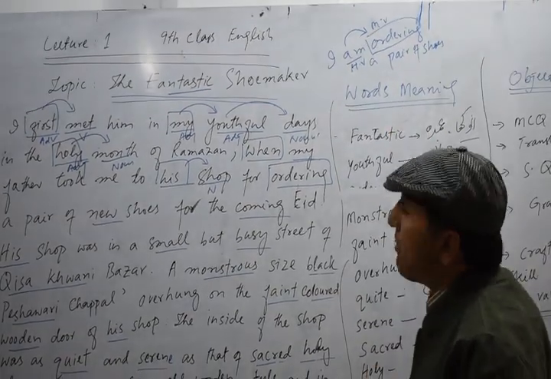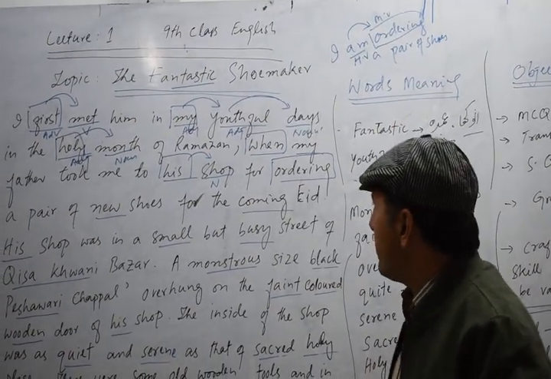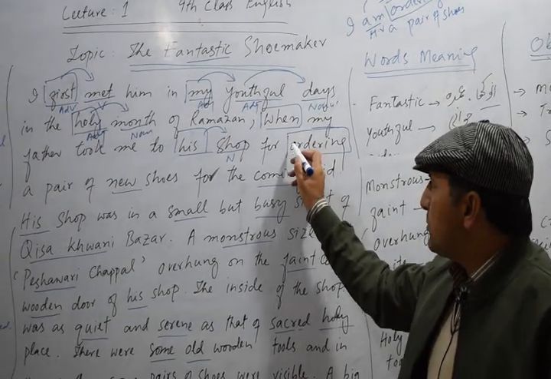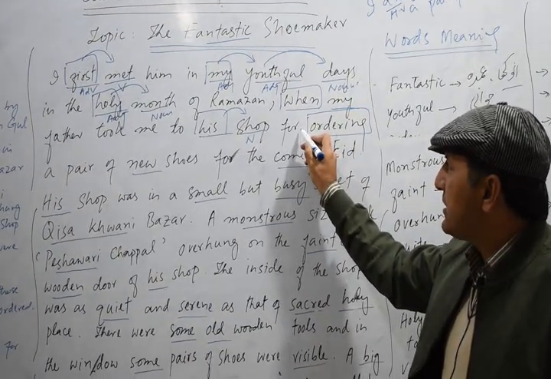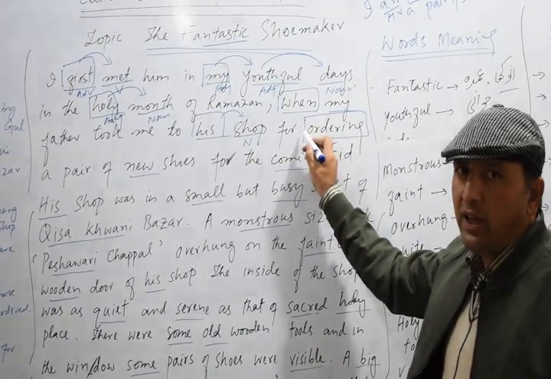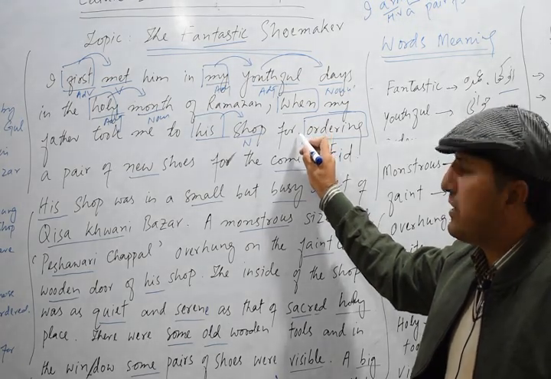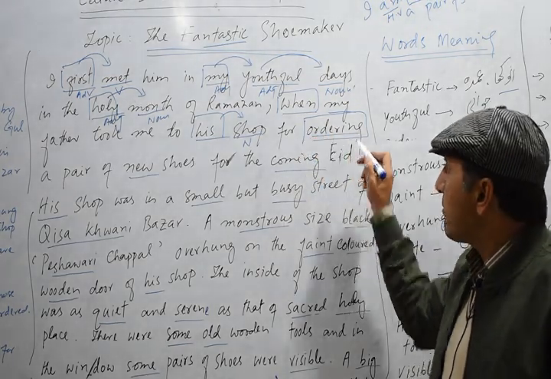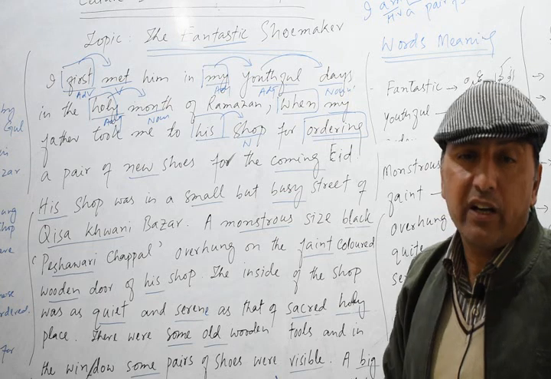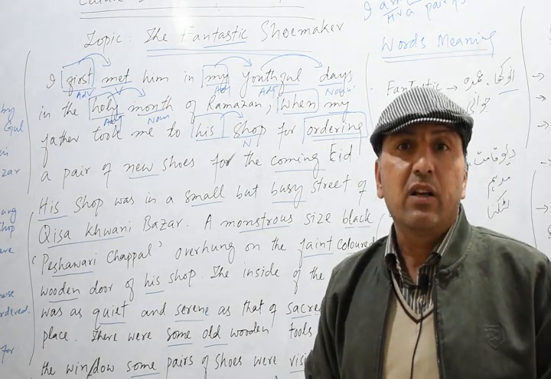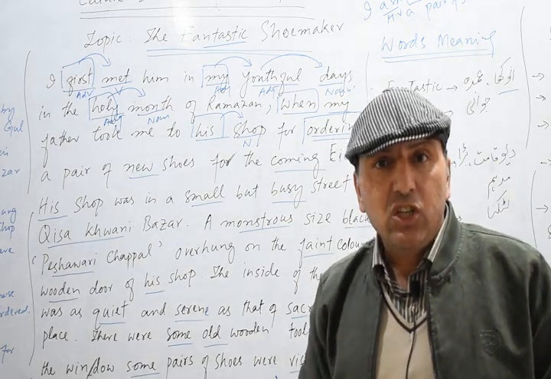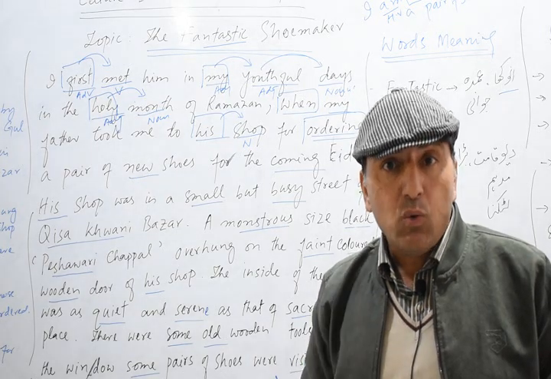So here this ordering is working as a verb. But remember, here in this sentence it is not preceded by any helping verb. इससे पहले देखो कोई helping verb नहीं है. Is, am, are वगैरह इससे आगे नहीं है. So this ordering is working as a gerund. हम इसको कहते हैं gerund. When verb plus ing is working as a noun, we call it a gerund.